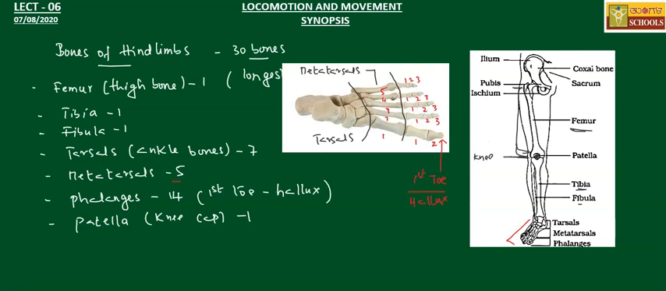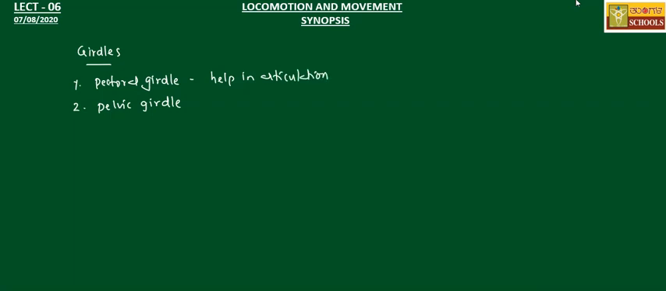Now let's look at the girdles. So we'll see about girdles. Coming to the girdles, I told you that there are two girdles. One is the pectoral girdle, and another one is called the pelvic girdle. This pectoral girdle will help in articulation of the upper limbs, whereas the pelvic girdle will help in articulation of the lower limbs.